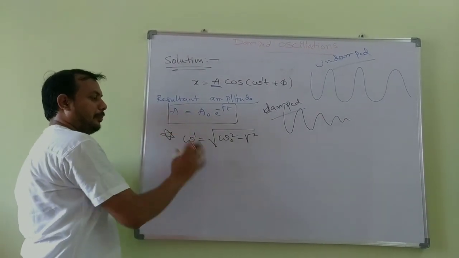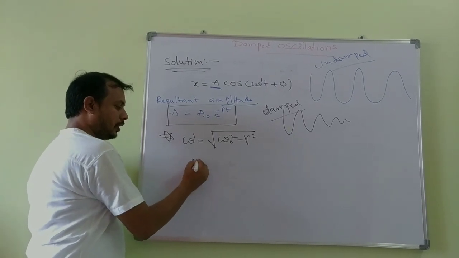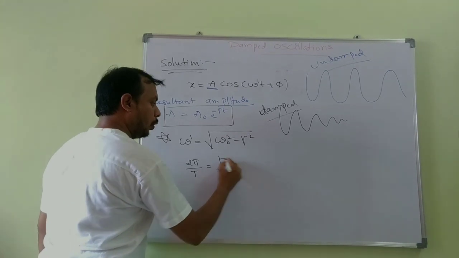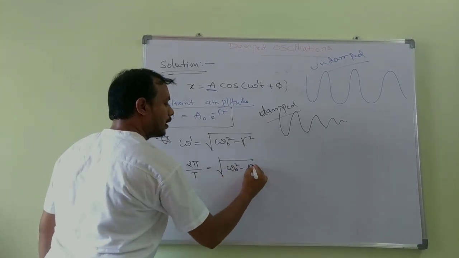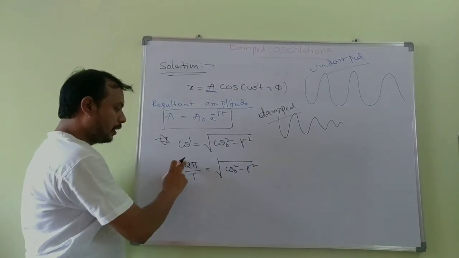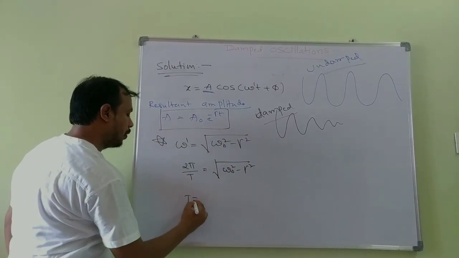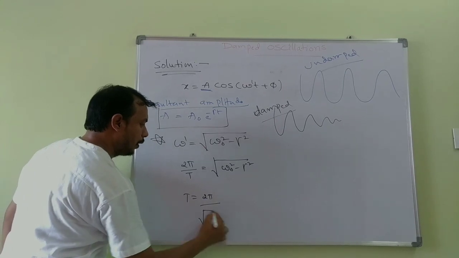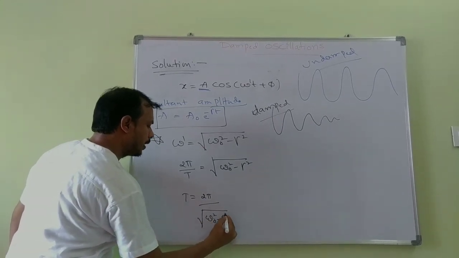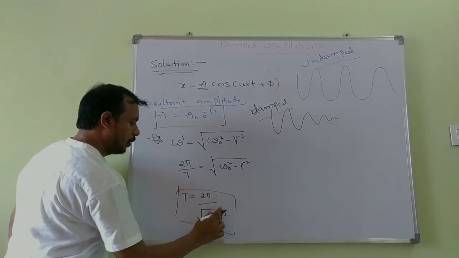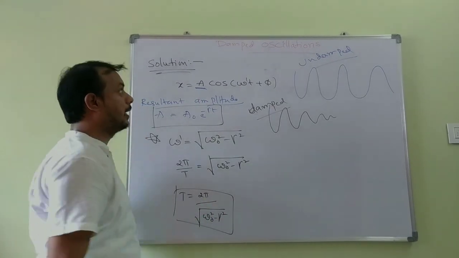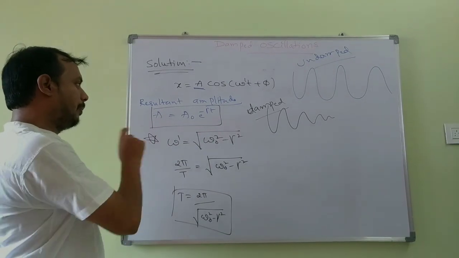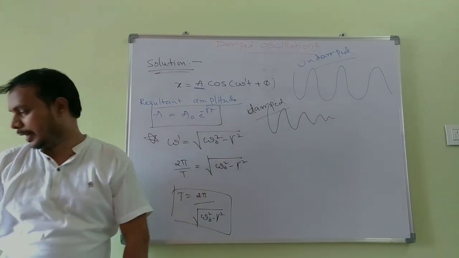Now calculating the time period. Omega dash in terms of time period is 2 pi by T, which equals root over omega naught square minus gamma square. So the time period T equals 2 pi divided by root over omega naught square minus gamma square. This is the time period in the case of damped oscillations. See this equation in the case of amplitude, A equals A naught e power minus gamma t.